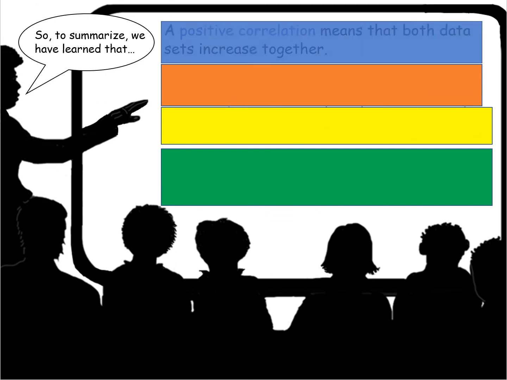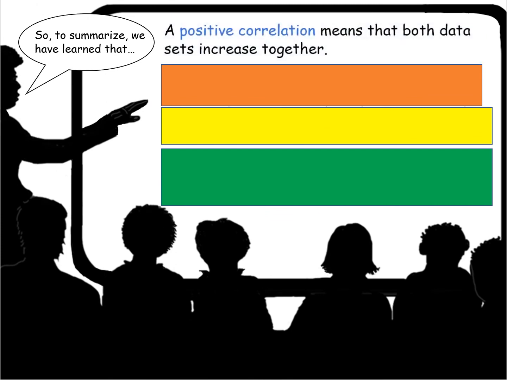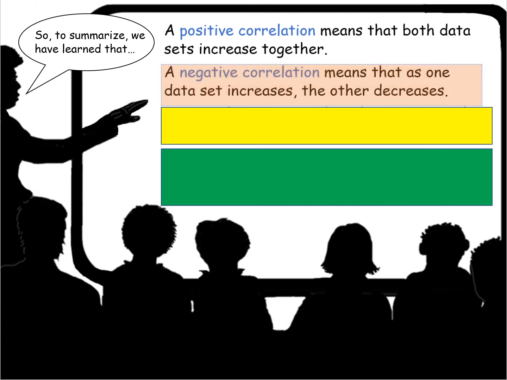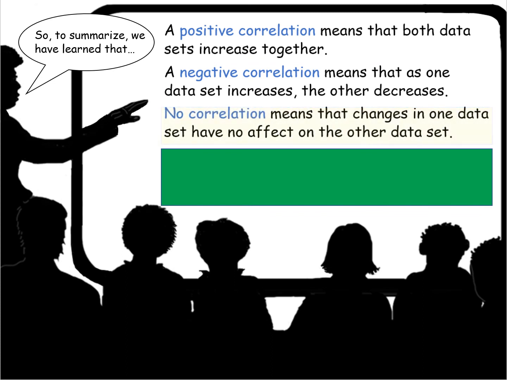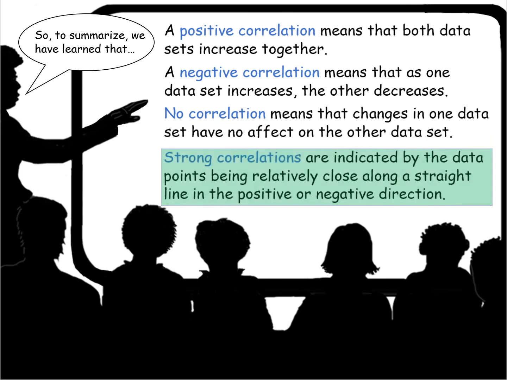So, to summarize, we have learned that a positive correlation means that both data sets increase together. A negative correlation means that as one data set increases, the other decreases. And no correlation means that changes in one data set have no effect on the other data set. Strong correlations are indicated by the data points being relatively close along a straight line in either the positive or negative direction.